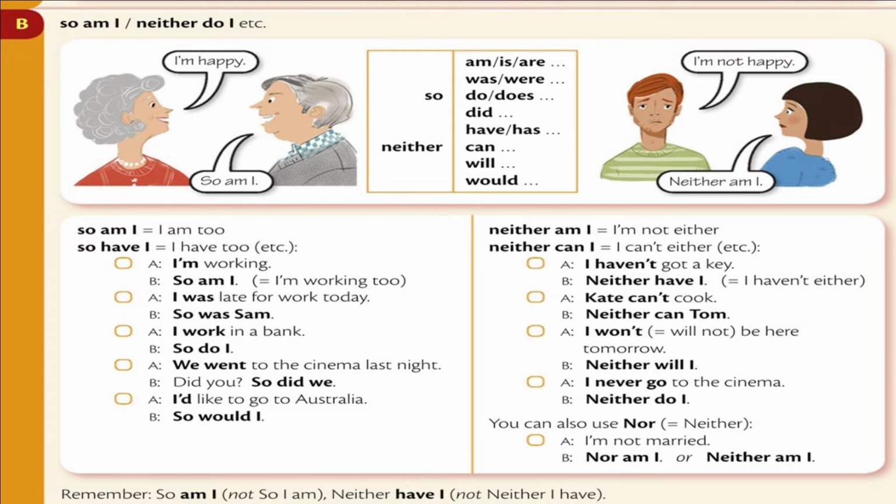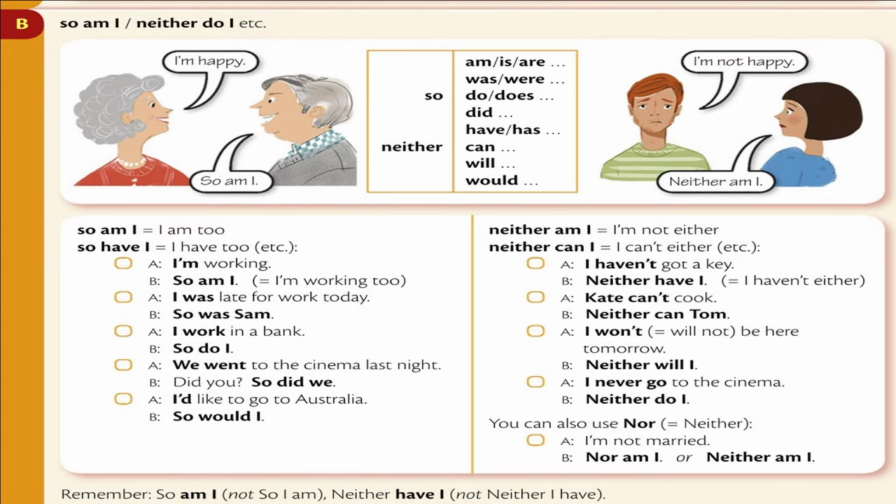Neither am I. It means I am not either. Neither can I. It means I can't either, etc. A. I haven't got a key. B. Neither have I. It means I haven't either. A. Kate can't cook. B. Neither can Tom. A. I won't be here tomorrow. B. Neither will I.